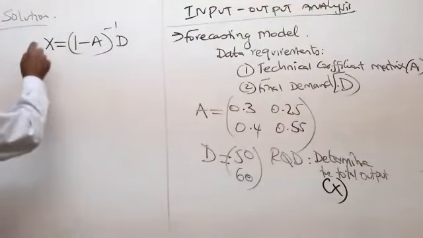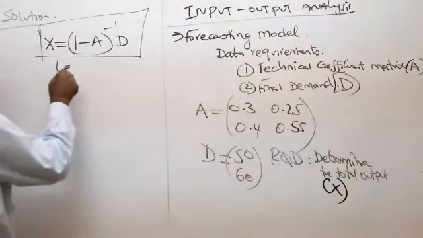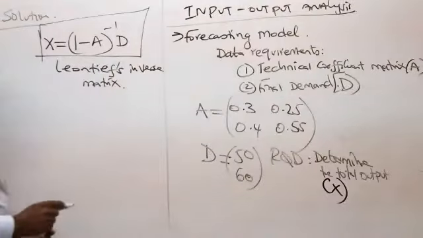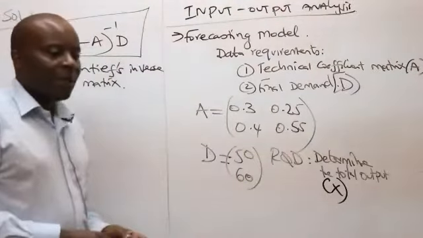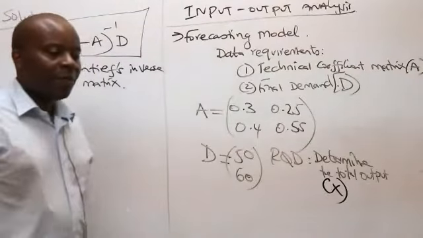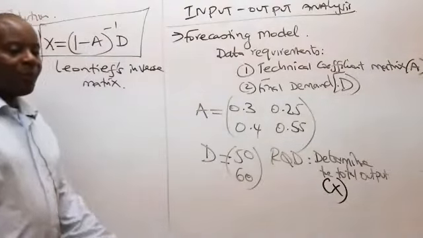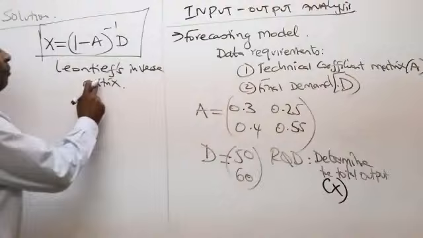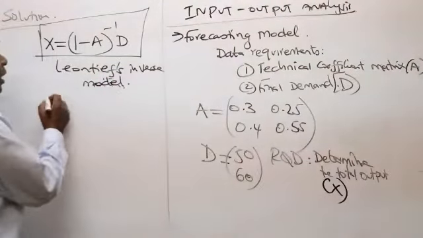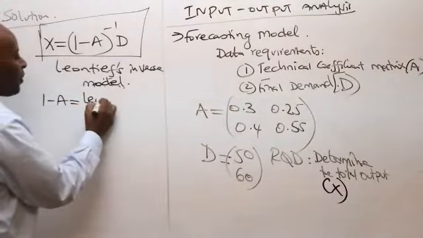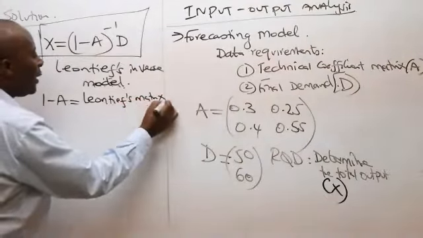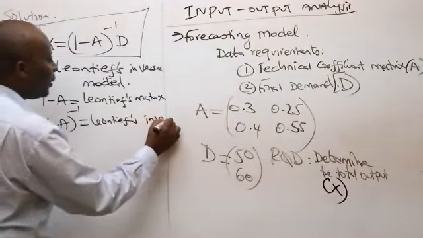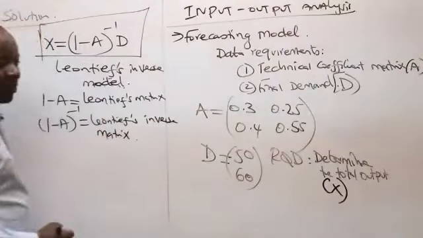Ladies and gentlemen, listen. This model that you are seeing here has a special name in input-output. It is what we call the Leontief's inverse model. It is this I minus A that we call the Leontief's matrix. And then we have I minus A inverse, which will be the Leontief's inverse matrix.